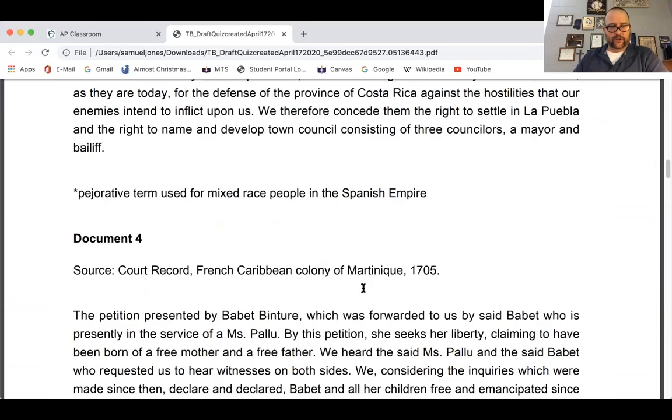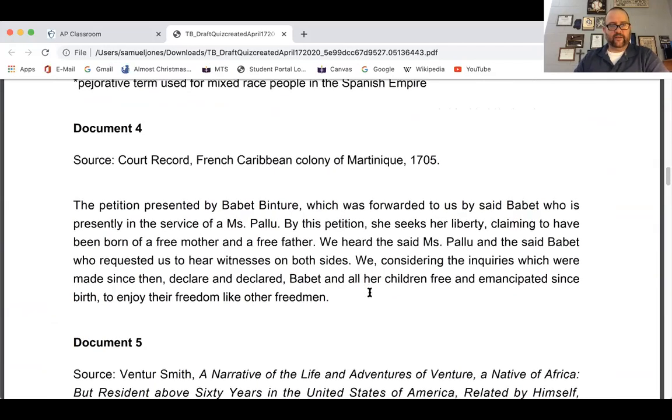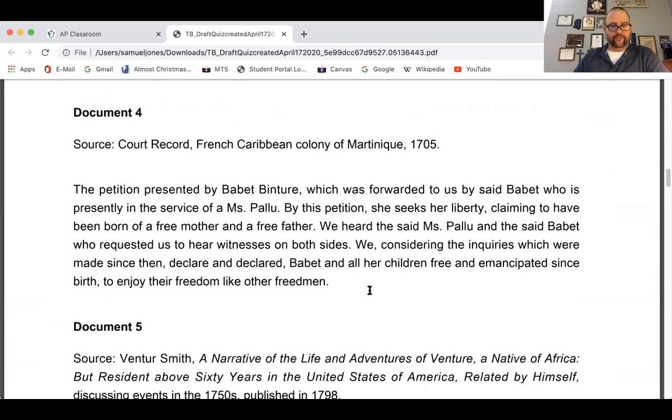And let me see. I'm going to skip one of these, okay? Document 4, because there's 7 in this example. I only want to do 5. The source, here's another court record from the French Caribbean colony of Martinique.